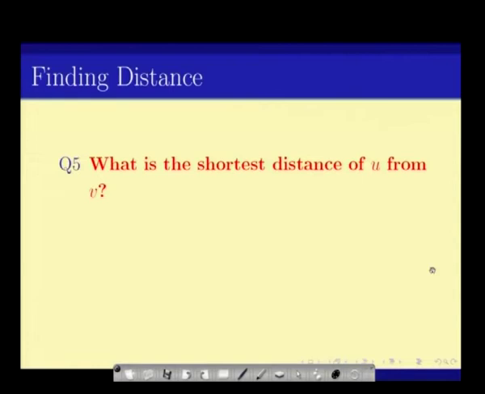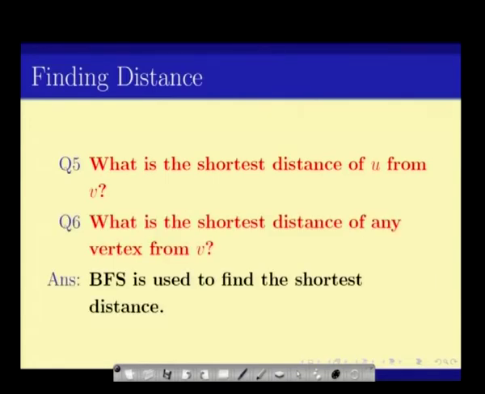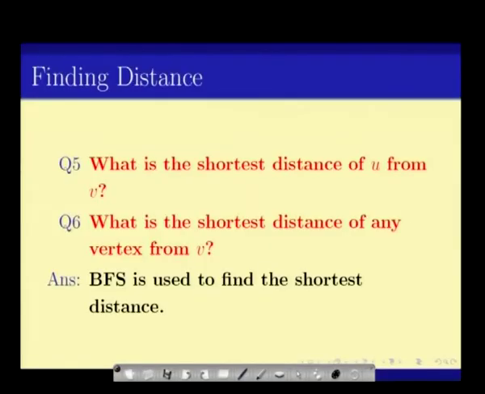So, the question is, what is the shortest path, the distance from u to v? This is a problem that we saw last lecture. We can also ask a more general question: what is the shortest distance of any vertex from the vertex v? Again, we saw that doing a BFS is used to find the shortest distance. Note that here only BFS will work, but not DFS. The reason is also because of some structure that BFS follows, and we will be looking at this structure more carefully in the rest of the lecture.